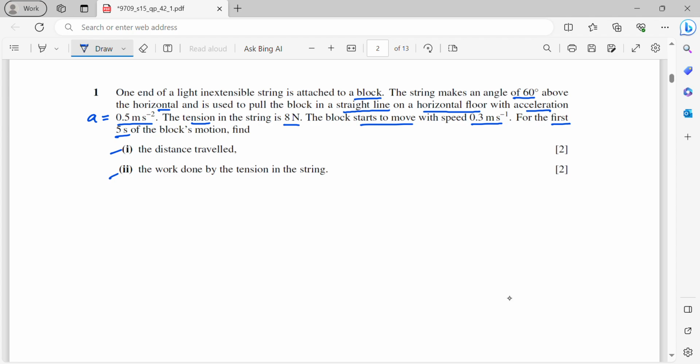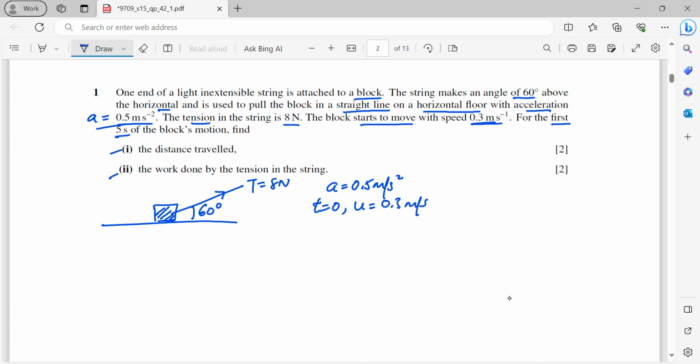Basically this is the floor and here is the block. This block is pulled by a string with tension 8 newtons, and the angle is 60 degrees. It's mentioned that the acceleration a is 0.5 meter per second squared, and the initial speed, when t equals 0, u equals 0.3. Now you need to find for t equals 5, what is the distance traveled? What is the s? That is the first part of the question.